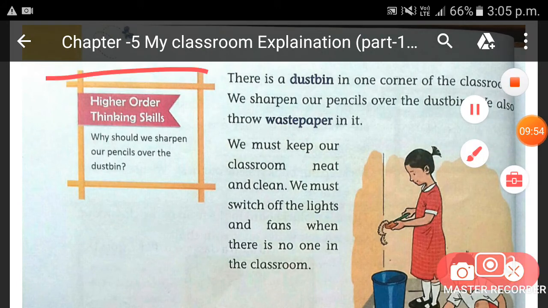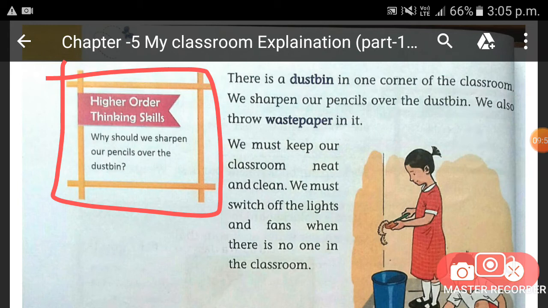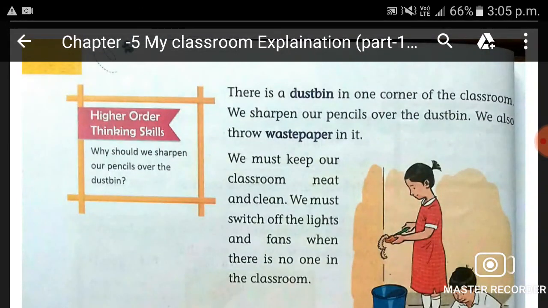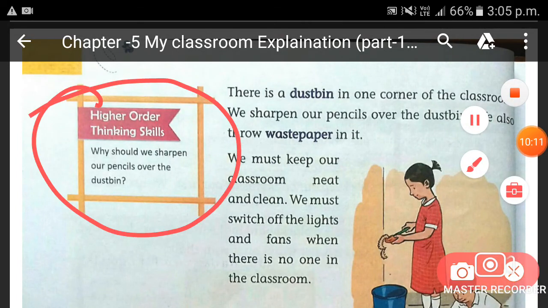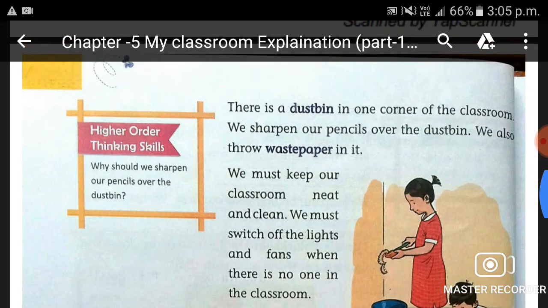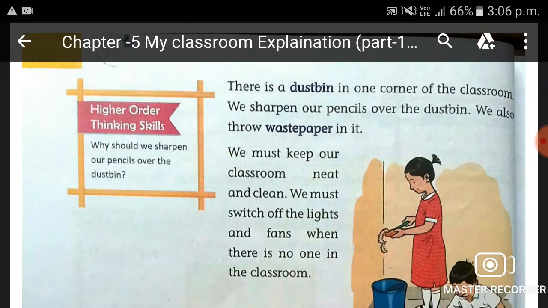And now look at this box, students, in your textbook: higher order thinking skills. I hope you understood this chapter. Now you are able to answer this question. Here is a question for you and you have to answer it. The question is, why should we sharpen our pencils over the dustbin? Can you tell me, students?